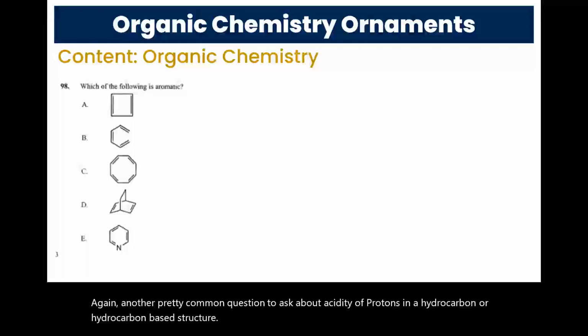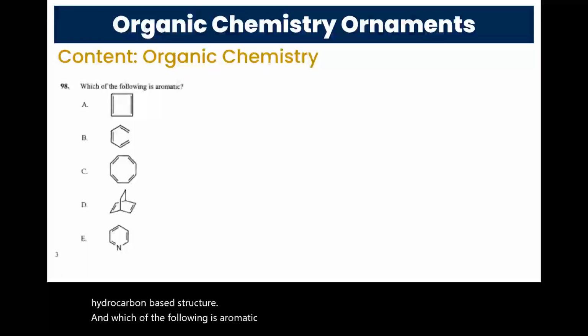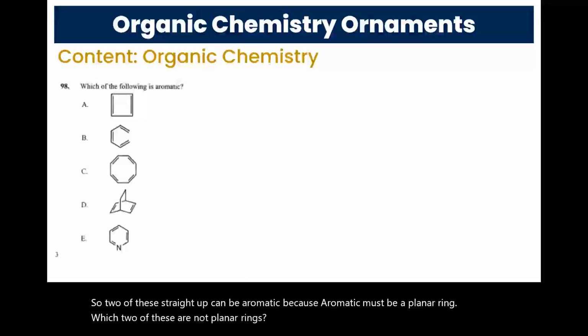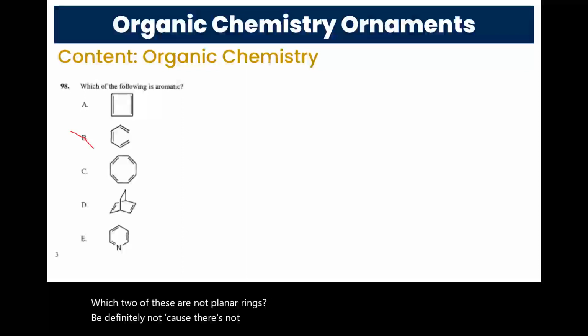And which of the following is aromatic? Oh yeah. So 2 of these straight up can't be aromatic, because aromatic must be a planar ring. Which 2 of these are not planar rings? B definitely not, because it's not a ring. It has to be a planar ring. E is a planar ring. Planar, flat. It has to be flat.